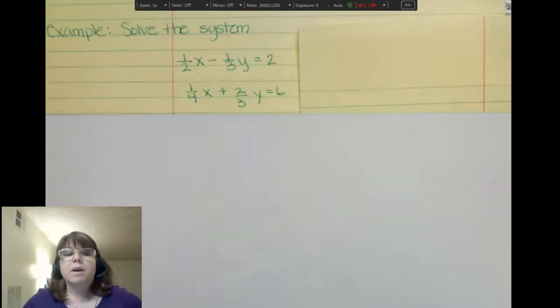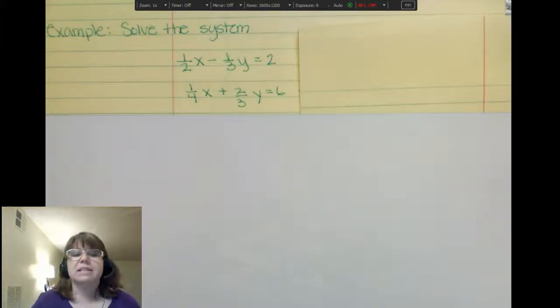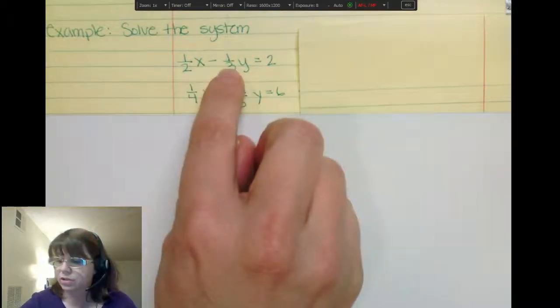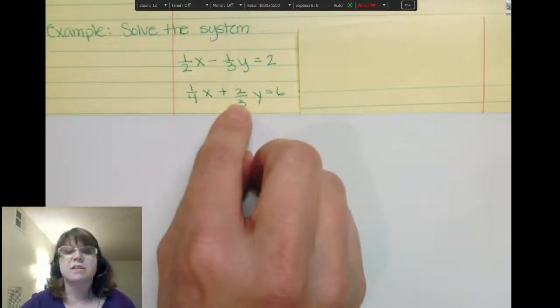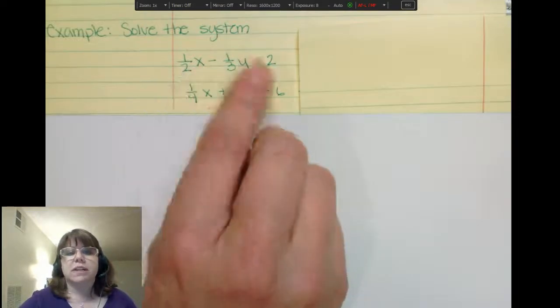Let's try a little bit more complex problem. I know you love fractions, so let's try the system 1/2 x minus 1/3 y equals 2 and 1/4 x plus 2/3 y equals 6. Now, I could multiply the top by a 2 and that would get me a negative 2/3 y, and then I have a positive 2/3 y. But instead of doing that, why don't we just eliminate the fractions?